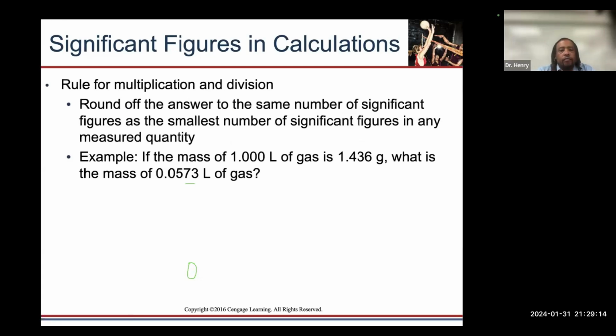Okay, so in this case, we've talked about multiplication and division already, so you guys should be familiar with this. So if the mass of 1.00 liters of gas is 1.436 grams, what is the mass of 0.0573 liters of gas? And we want to determine the number of significant figures.